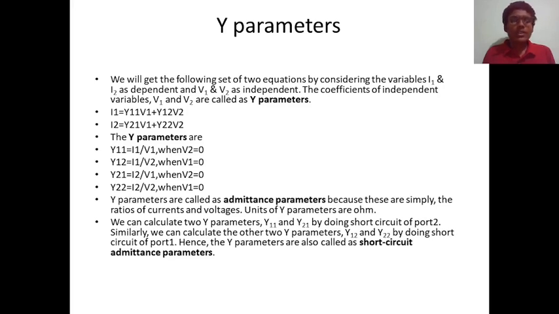Y parameters are called admittance parameters because these are simply the ratio of currents and voltages. Units of Y parameters are mho.